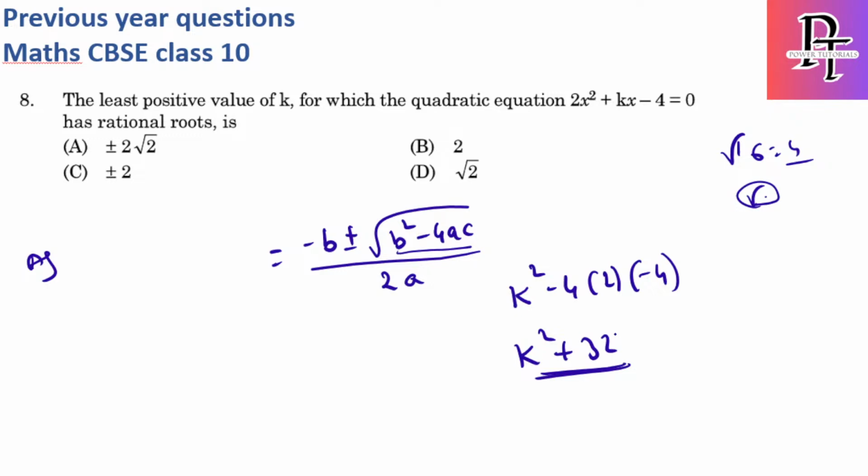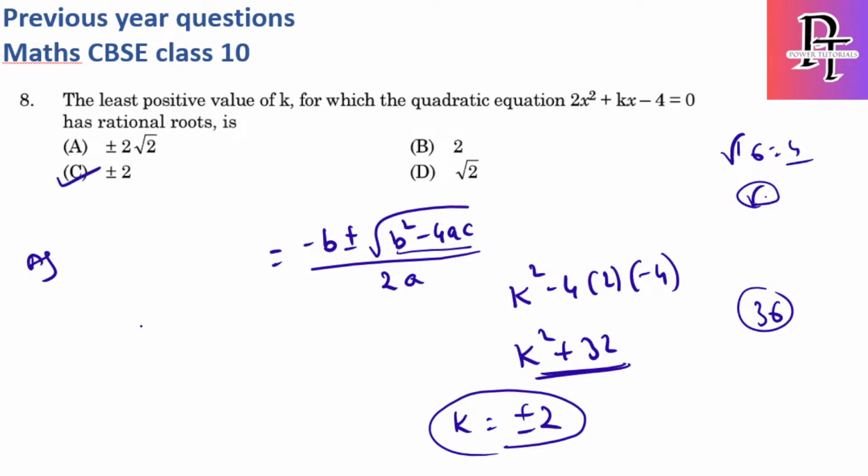So by substituting which value can I get k square plus 32 as a square number? The nearest square number to 32 is 36. So if I add 4, I will get 36. So k value can have two values, which are plus or minus 2. If I substitute plus 2, it becomes 4, minus 2 also it becomes 4. So 4 plus 32 is 36. Hence plus or minus 2 is the right answer. Okay, 9th one.